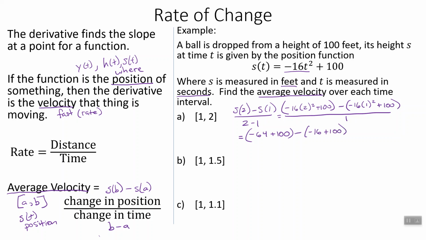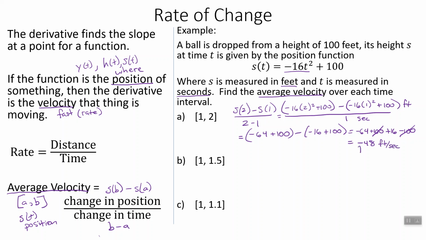All right, there's a couple different ways we could do this. We could do what's inside the parentheses first, or we could cancel out the 100s. I'm just going to do that. So we get negative 64 plus 100 plus 16 minus 100. The hundreds are going to cancel out. I just distributed this negative sign here. We get negative 64 plus 16, which is negative 48. The units on the top here were feet. Units on the bottom here were seconds. So this answer is in feet per second.